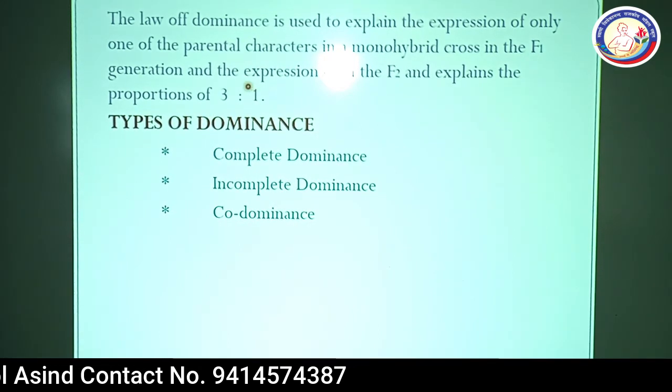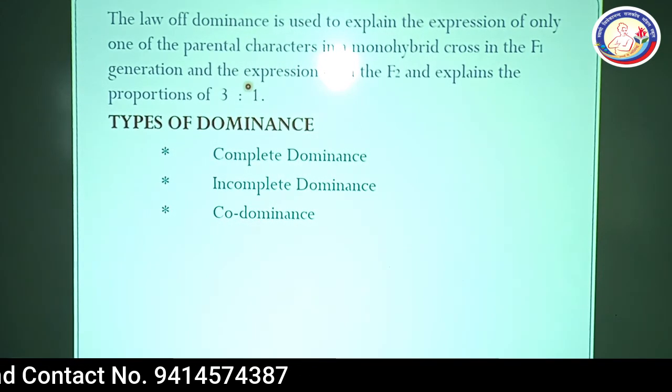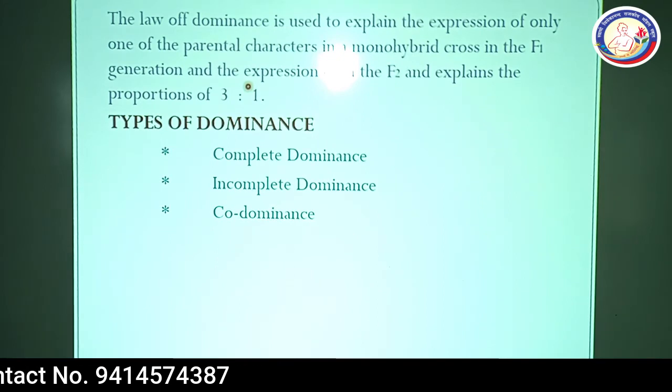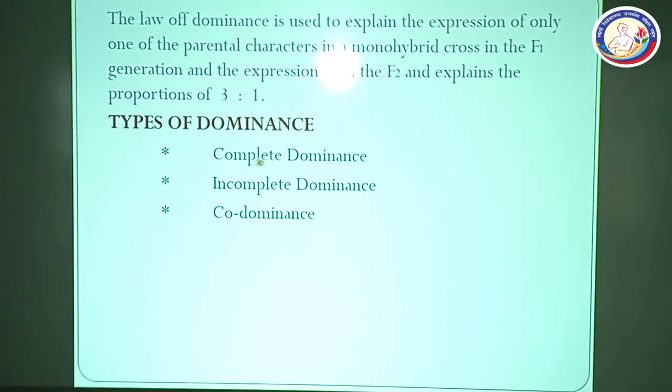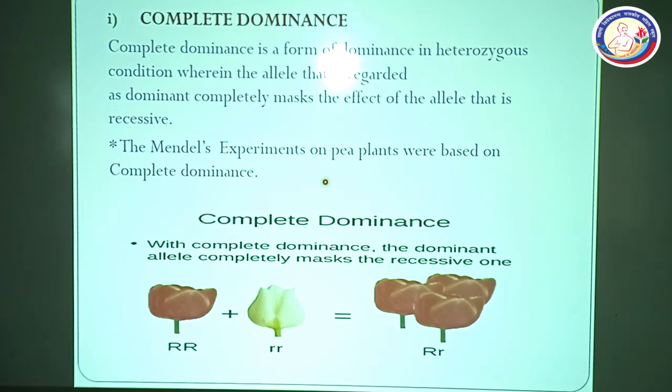So there are basically three types of dominance, that is complete dominance. This is also known as Mendelian dominance. Mendel's experiment was based on complete dominance. Incomplete dominance, this is the exception of complete dominance, and codominance is also the exception of complete dominance. So we will start with the complete dominance.